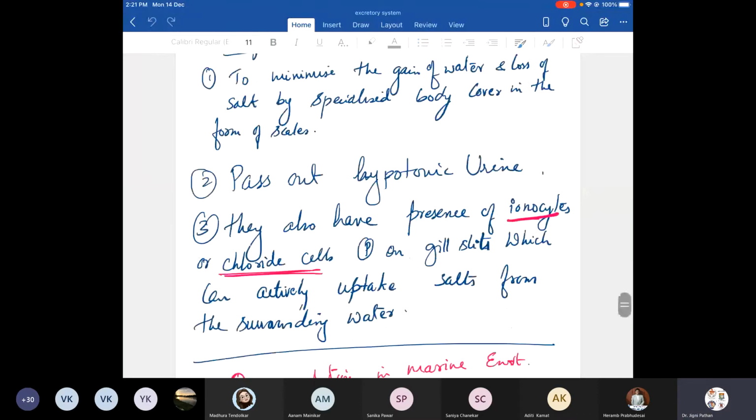Next, they also have the presence of ionocytes or chloride cells. These are special types of cells present on the gills, because the body is losing salts into the water. But these ionocytes or chloride cells will pick up these salts from the surrounding water and give them back to the body. Did you understand this point?